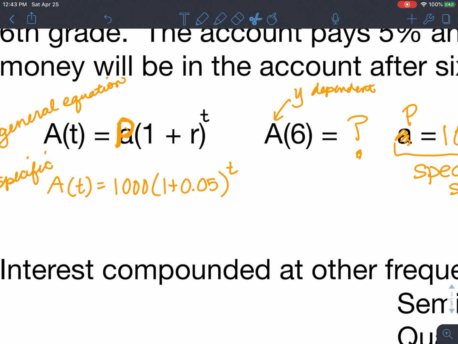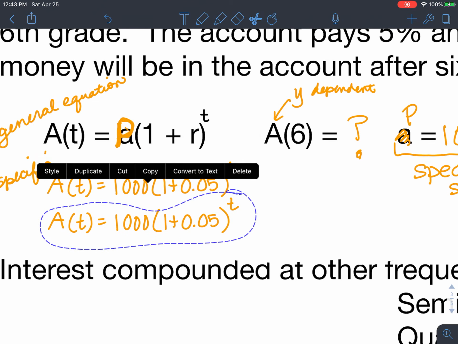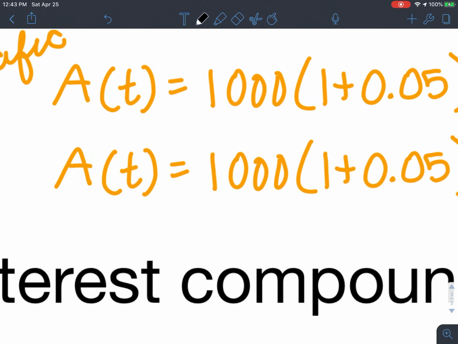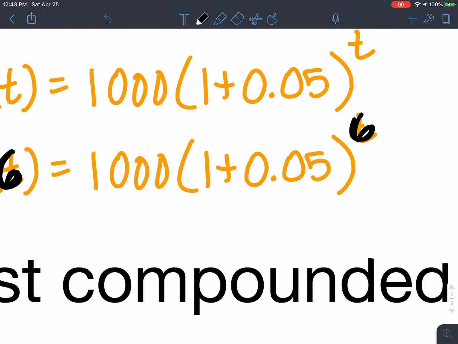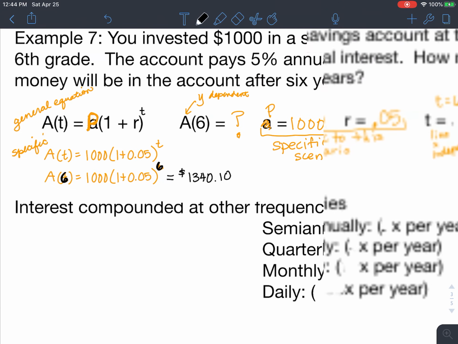And then we're going to plug in the 6 for t. And with exponentials, you need a calculator. So you would have a calculator nearby. So if you type this in, you will get 1340.10. And remember that this is money, so you need to round to the nearest penny, the second decimal place.